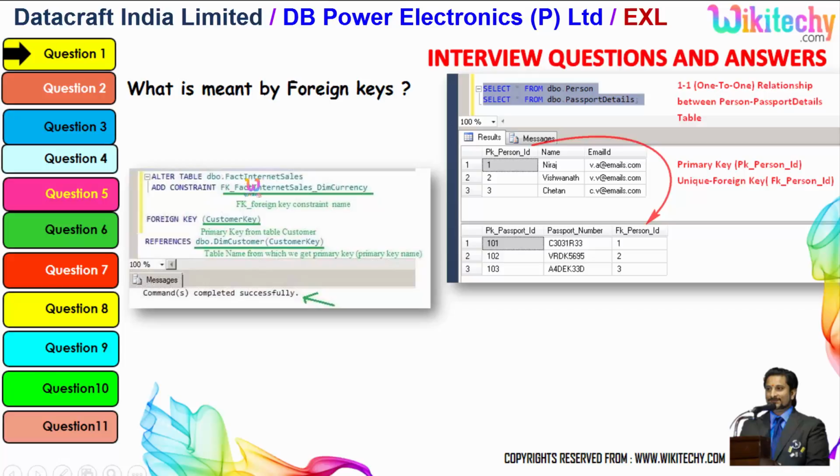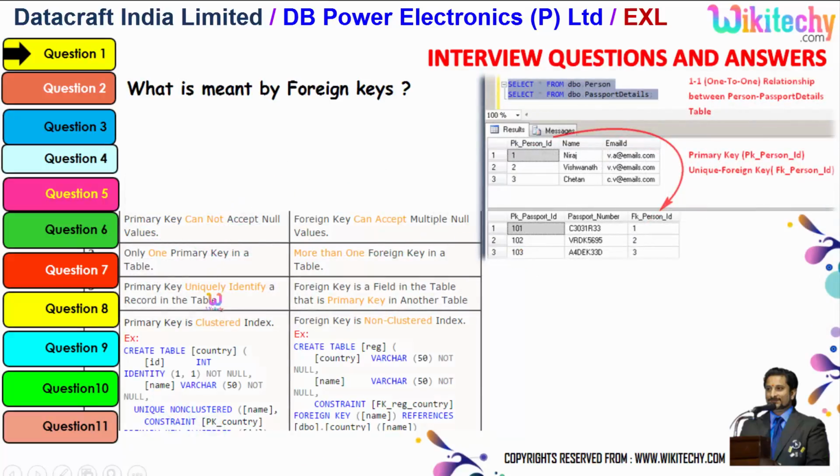I have a fact internet sales table and it has a foreign key, customer key, and this is referred to by the dim customer primary key, and the constraint name is this one. So ALTER TABLE, the table name, ADD CONSTRAINT, the foreign key constraint, FOREIGN KEY of this column in the table REFERENCES another table's column. You are able to see another example here. The person ID is here, which is referred to here as a foreign key for the passport ID.